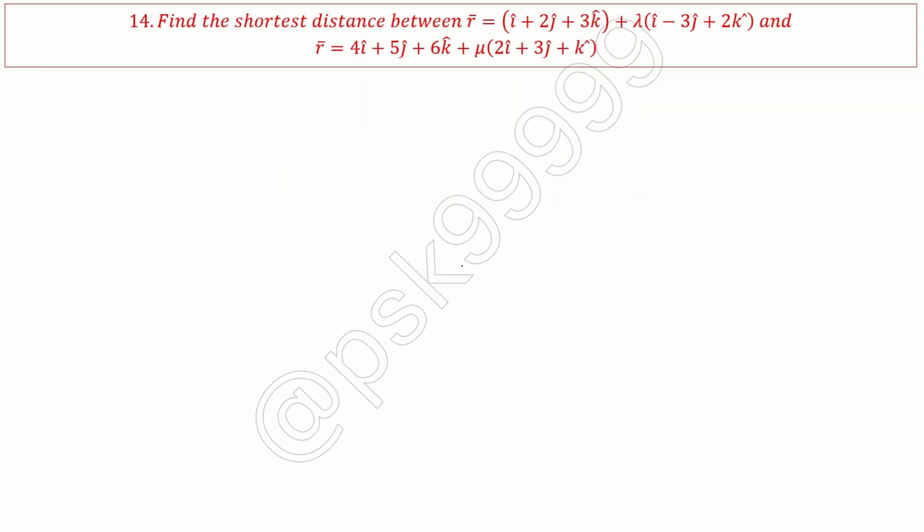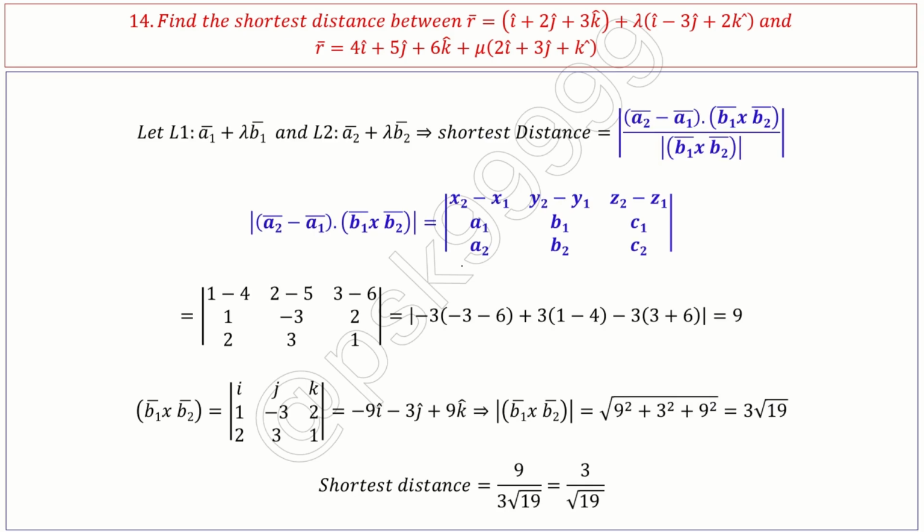Find the shortest distance between the two lines which are given here. I think it's a straightforward question. Okay, you can do it yourself. Just substitute the values a2 minus a1 dot b1 cross b2, and then find out the b1 cross b2 and modulus of it. Okay, it's a straightforward question. You can do it yourself.